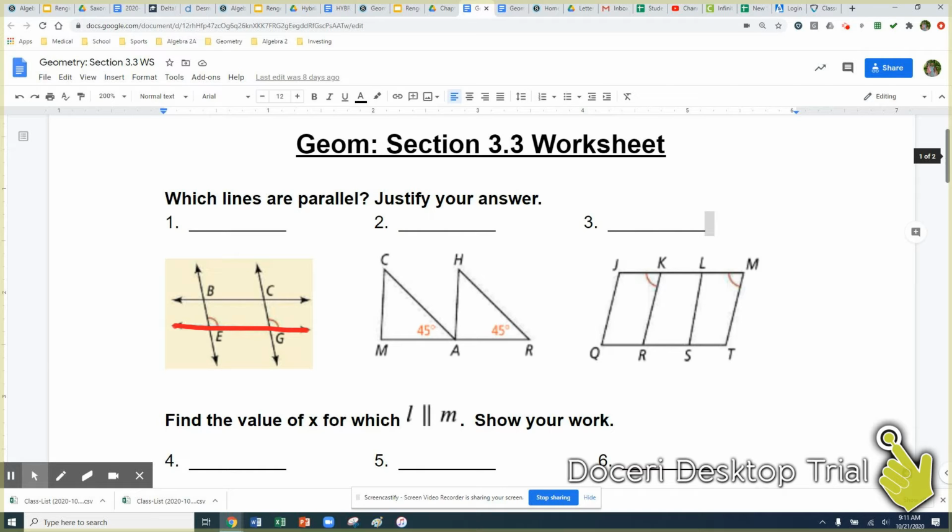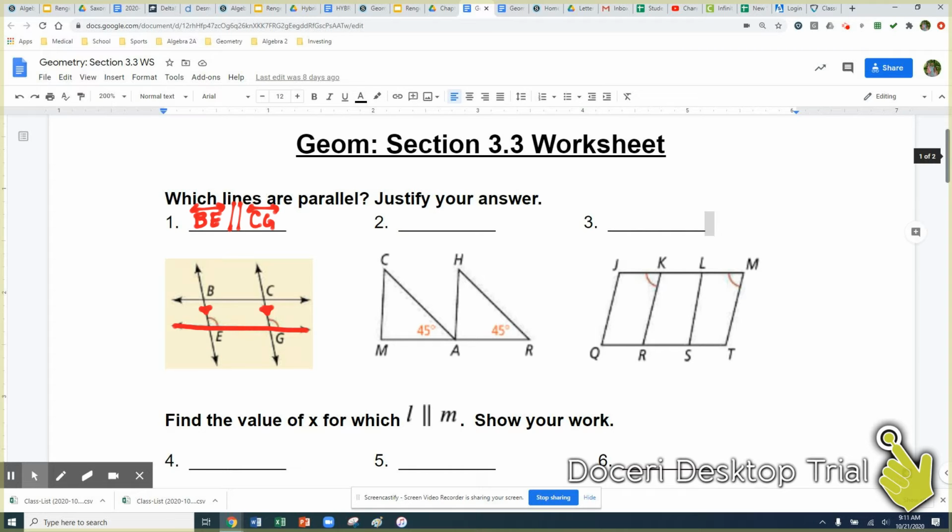Now, if two lines are hitting that transversal at the exact same angle, that means those two lines are going to be parallel. So since CG is hitting right at that angle, and BE is hitting right at that angle, those two are going to be parallel. So I'm going to say line BE is parallel to, using our parallel symbol, CG. Both angles are on the transversal, and the two lines are hitting that transversal at the same angle, so those two lines are going to be parallel.